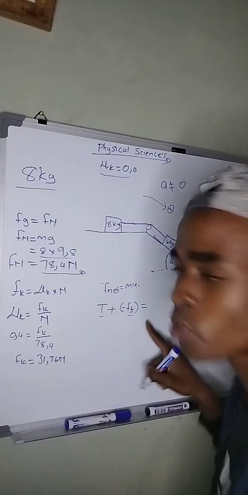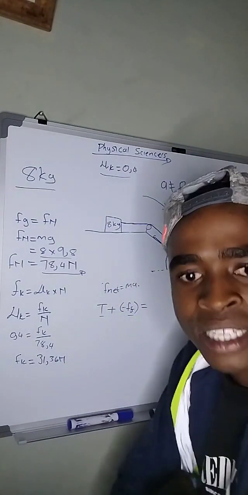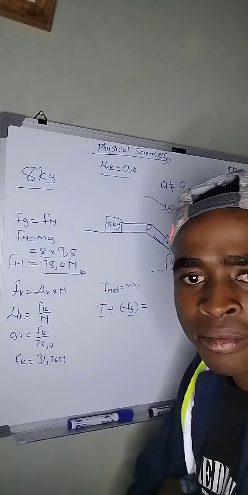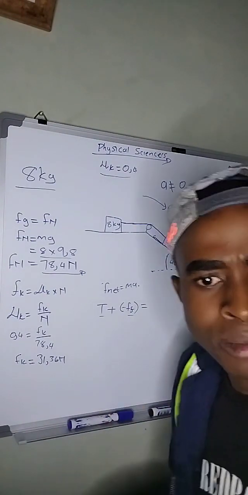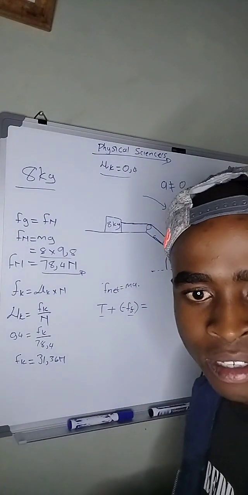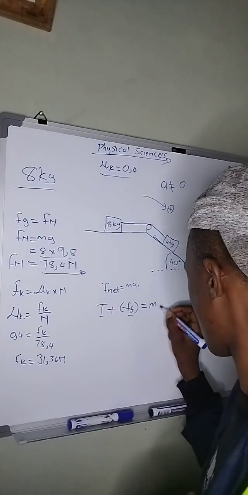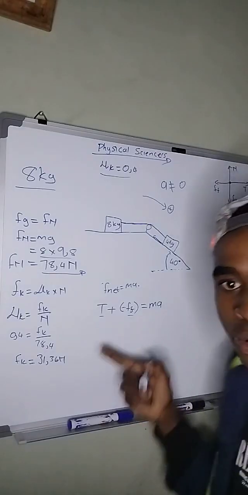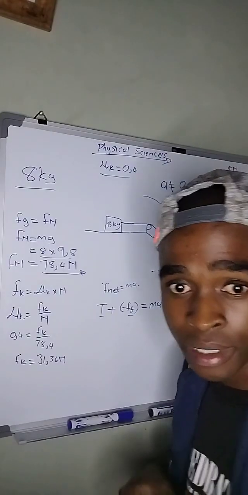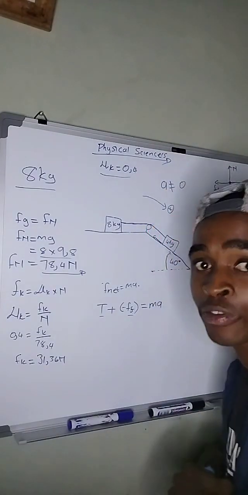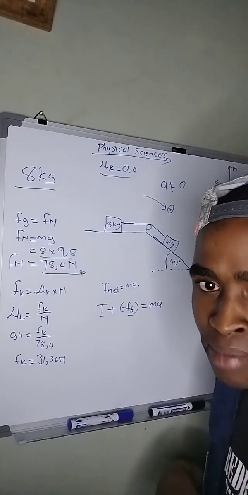They are both going to be equal to what? Come on. Yes, they are going to be equal to ma. So now we came up with the first formula of the 8 kg. So now how will our formula be like?